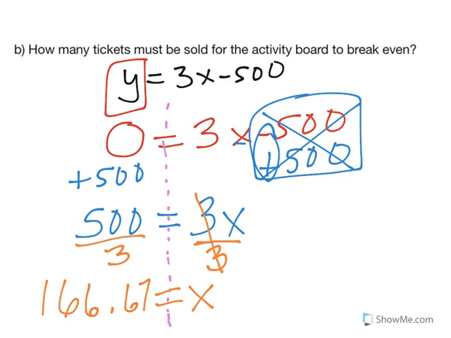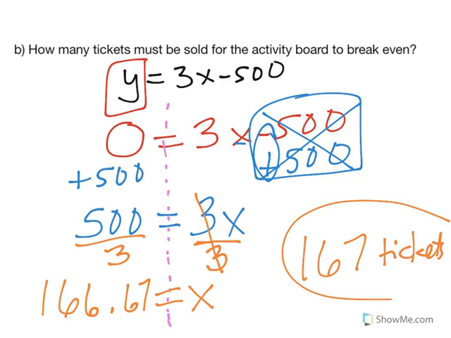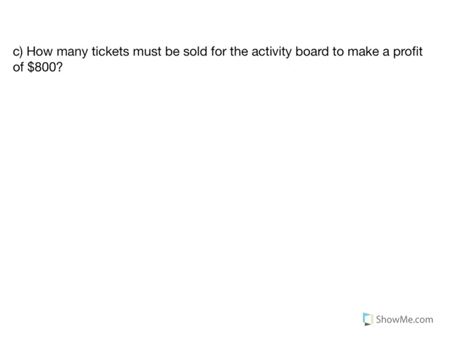Well, if you are selling tickets, can you sell 0.67 of a ticket? The answer to that would be no. So in order to break even, we would need to sell 167 tickets. If we sell 166, we are taking a loss. So when you're trying to break even, if it doesn't come out evenly and nicely with no decimal, you do want to round up, because breaking even is better to be a little bit above than below, because below you're still taking a loss.